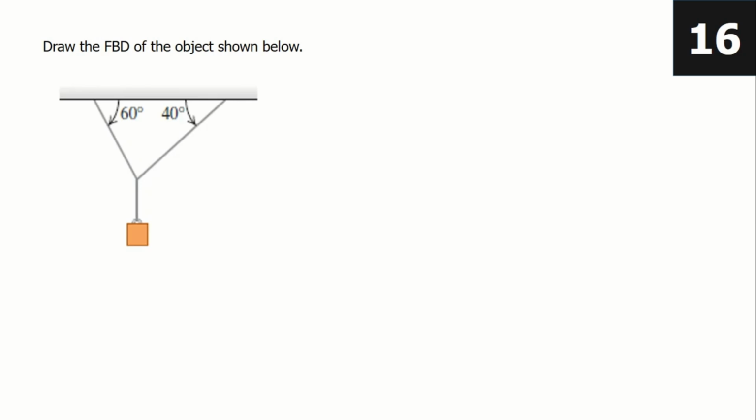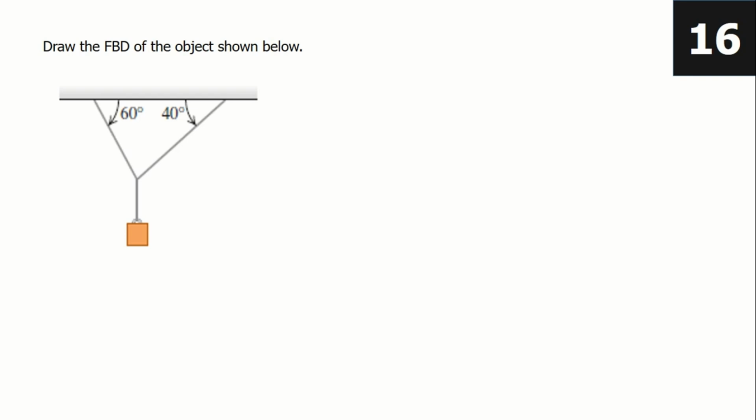Okay, items 16 to 20 will challenge you to draw the free body diagram of the object shown in the figure. So we have an object hanging from a ceiling through the use of, let's say, cables or ropes. So how will we draw the free body diagram for this object?